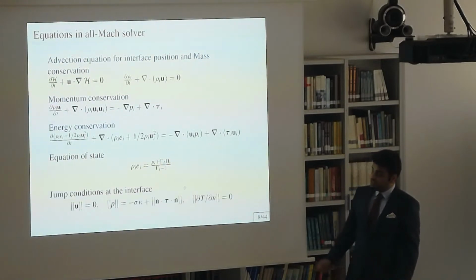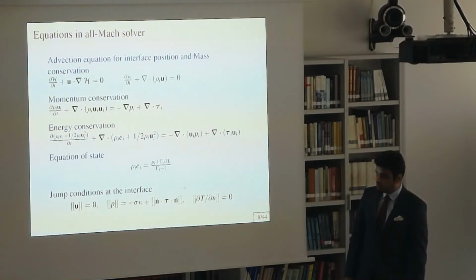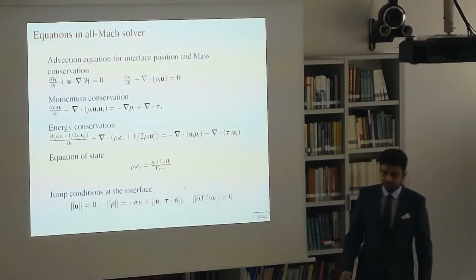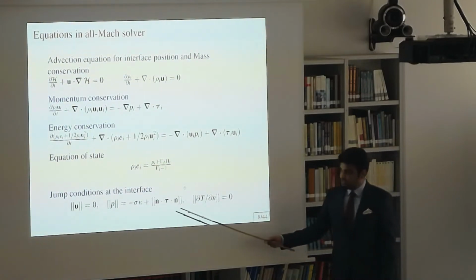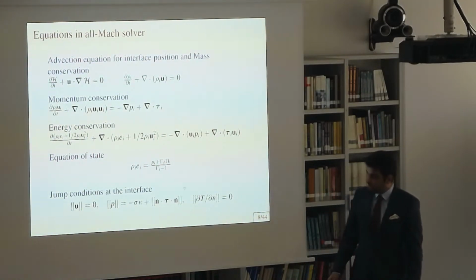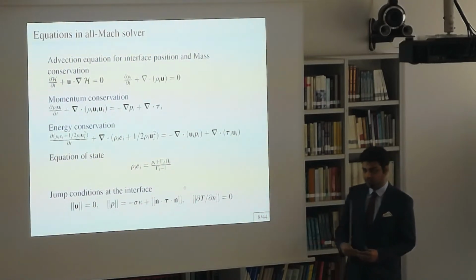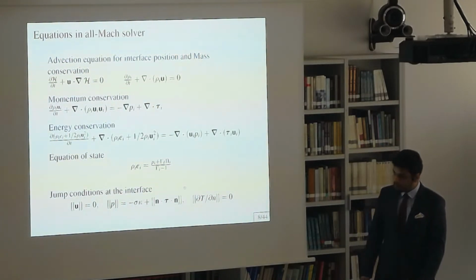We also need jump conditions to couple the motion of two fluids, for which we specify zero jump of velocity across the interface, which means that we neglect mass transfer effects. Pressure jump is given by the Laplace law, and for the normal derivative of temperature, we also specify zero jump across the interface because we assume an adiabatic process.